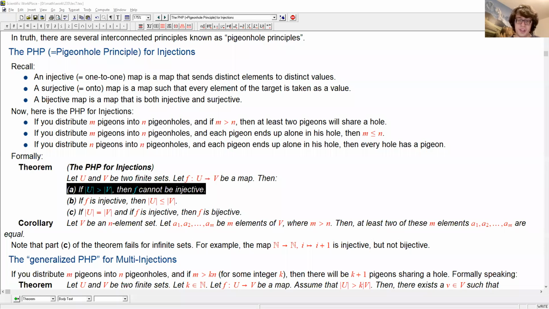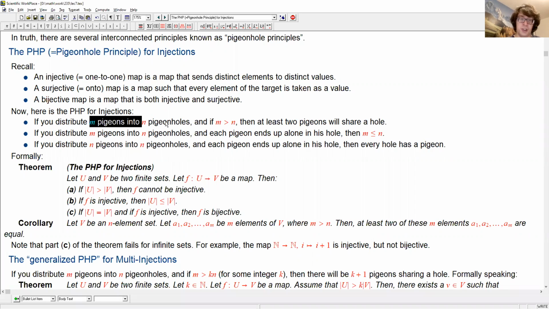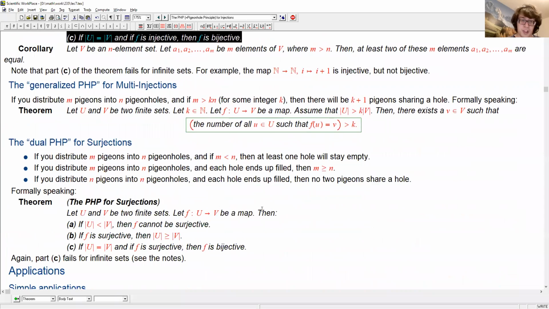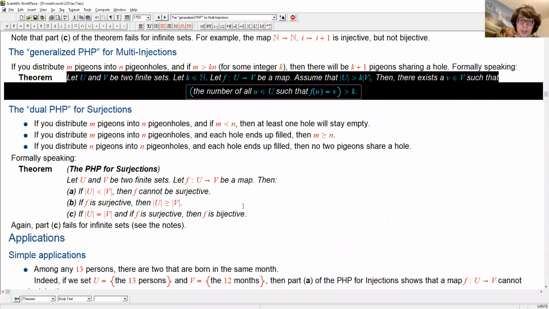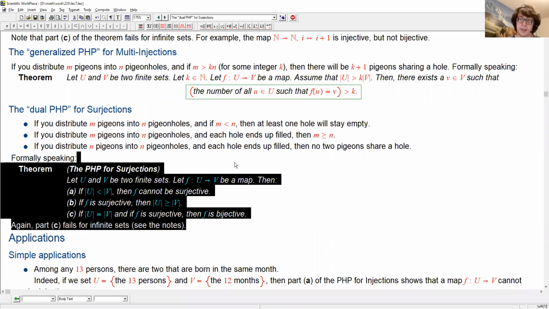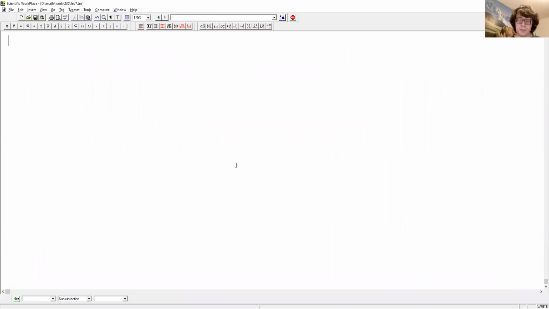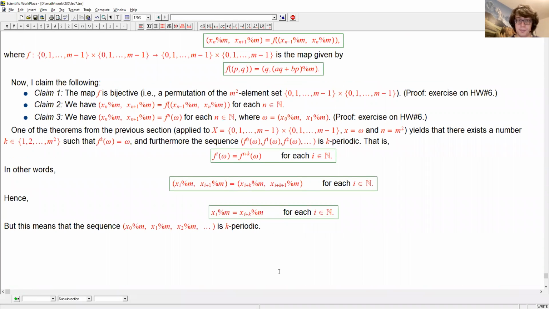You might have noticed the pigeonhole principle I've been using most of the time is this one, the one about injections. So more pigeons than holes means some pigeons will be in the same hole. Sometimes I've used this one. Every once in a while I've used the smooth injections one, but I have almost never used this one. And now I'm going to change this.